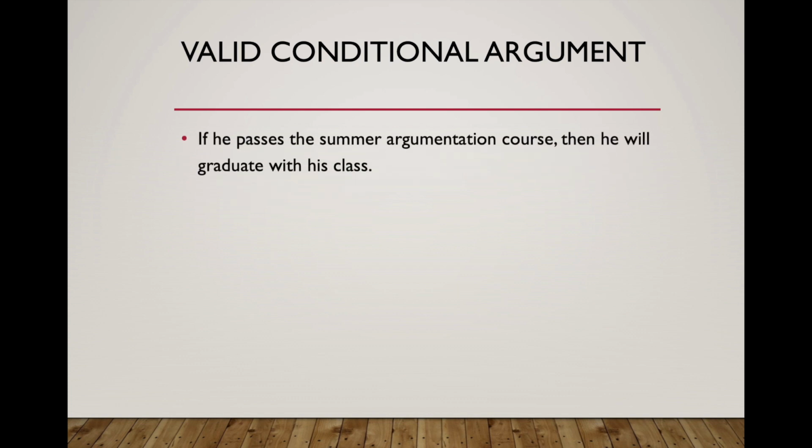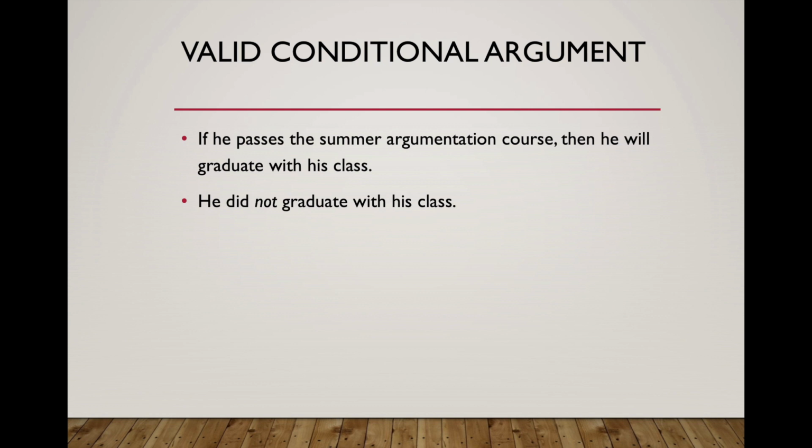Here's another example. If he passes the summer argumentation course, then he will graduate with his class. So again, the if-then logical operator, which tells us this is a conditional statement. We have the antecedent, he passes the summer argumentation class, and we have the consequent, he will graduate with his class. But we don't know yet whether he has passed the class. We don't know whether he has graduated. We need that more information. So we look for the second premise, and then we look at how that second premise relates to the conditional statement.